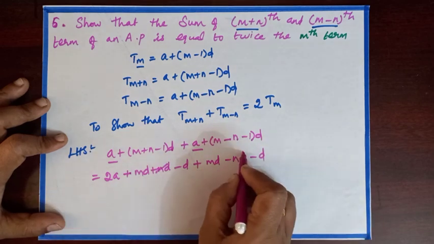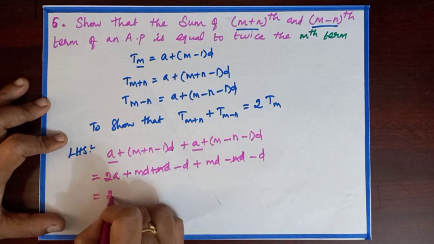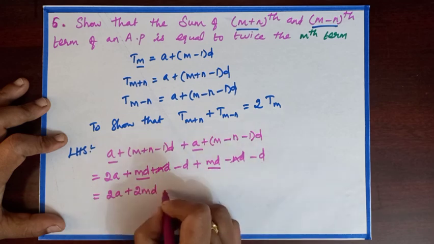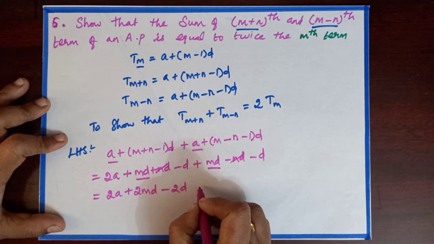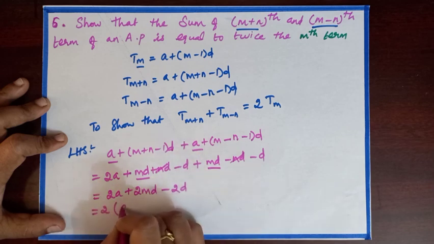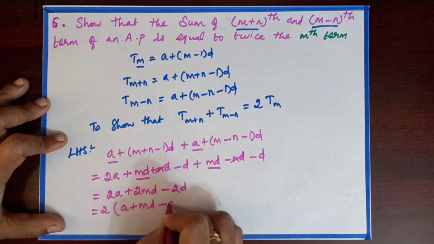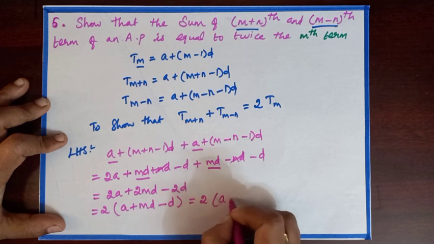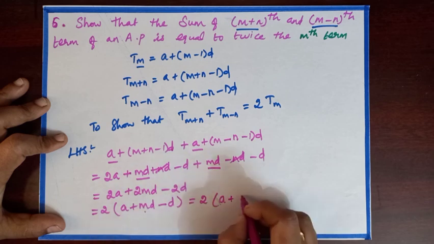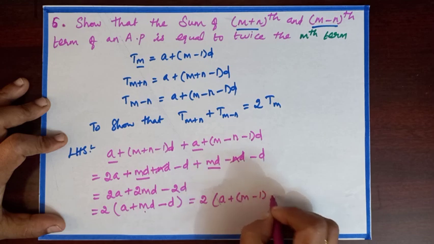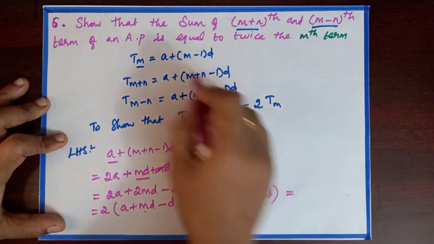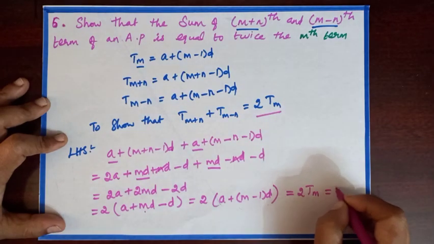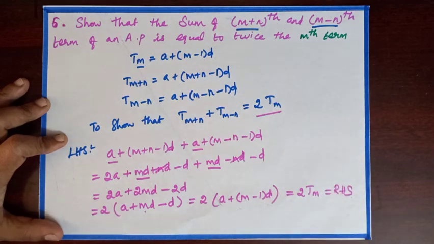Here plus nd minus nd will be cancelled. Then we get 2a plus md plus md is 2md, minus d minus d is minus 2d. So take 2 commonly out. Then we get a plus md minus d, which is equal to 2 into a plus, taking d commonly out from the second and third terms, m minus 1 into d, which is nothing but Tm. So which is equal to 2Tm. That is the right hand side. Hence we have proved this.